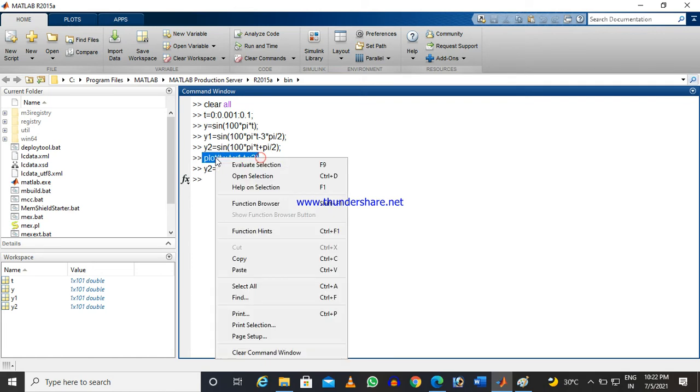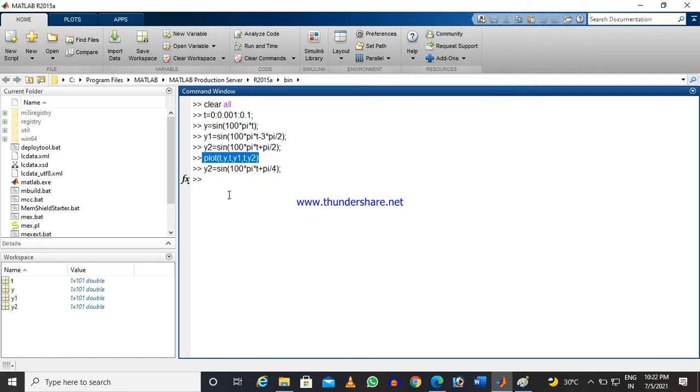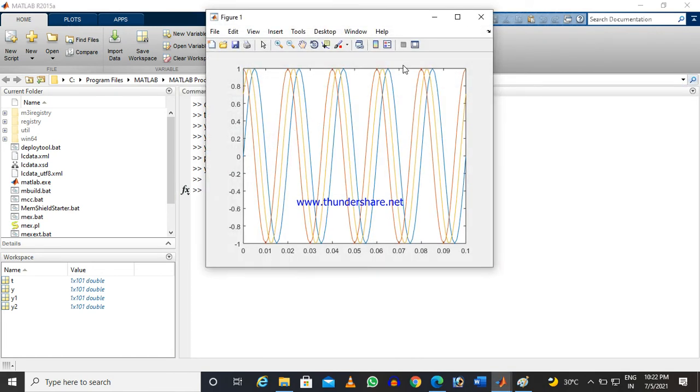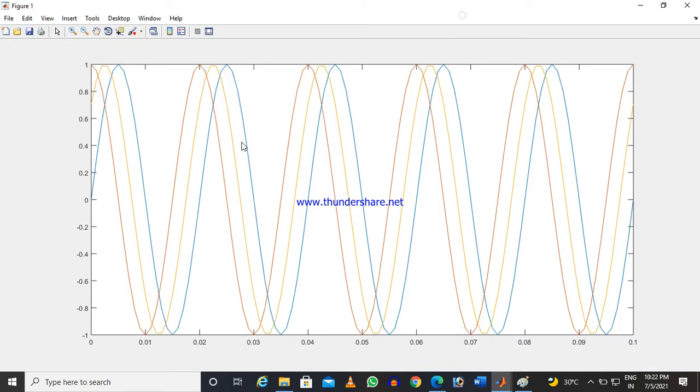Now if you plot it, we can see the shifting of the three signals. You see, this blue color is the original signal, and the other two signals show how they are shifted. Because here it is a periodic signal and a standard signal, we can understand what the delay is.